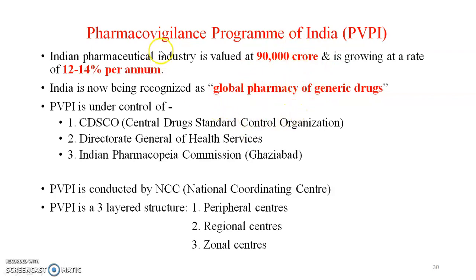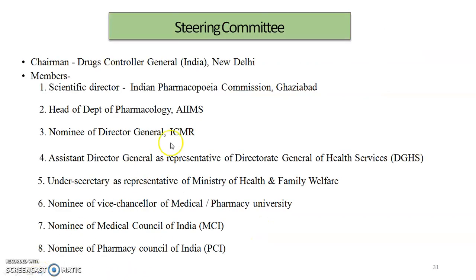So that's what the Pharmacovigilance Program of India is doing, and it is under the control of CDSCO, that is the Central Drug Standard Control Organization, and the Director General of Health Services, that is DGHS, and it is constituted with the Indian Pharmacopoeia Commission, which is situated in Ghaziabad. This PVPI is conducted by NCC, that is National Coordinating Centers. These are in 3 layers: one is peripheral centers, second is regional centers, third is zonal centers. So all these work together.